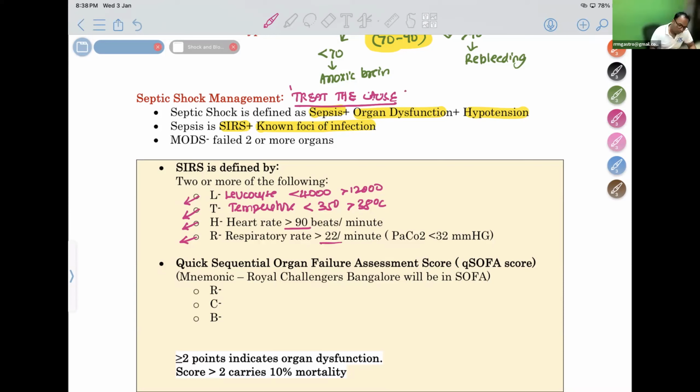So if 2 or more organs fail, it is called MODS. All these are complications of septic shock, because it is very dangerous. If you are not going to treat, the patient will die of MODS.